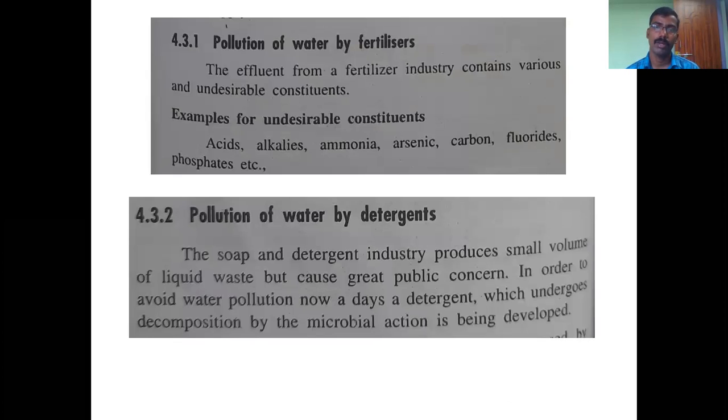Then pollution of water by fertilizer. The effluent from a fertilizer industry contains various undesirable constituents. Examples of undesirable constituents: acids, alkalis, ammonia, arsenic, carbon, fluorides, phosphate, etc. Pollution of water by detergents. The soap and detergent industry produces a small volume of liquid waste but causes great public concern. In order to avoid water pollution, nowadays detergent which undergoes decomposition by microbial action is being developed.